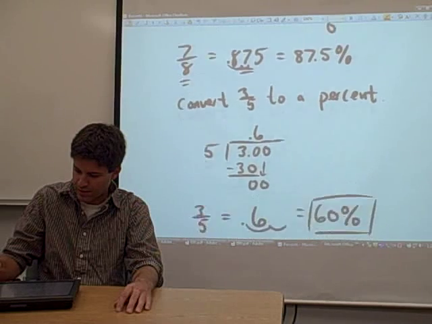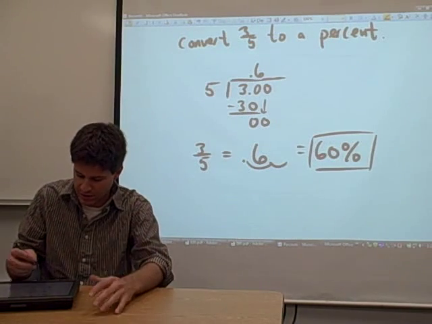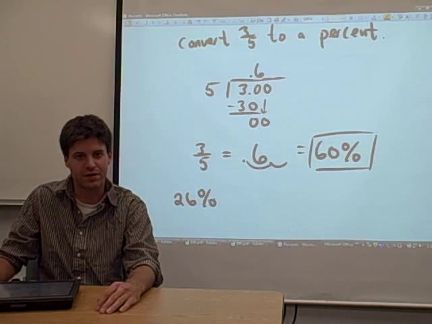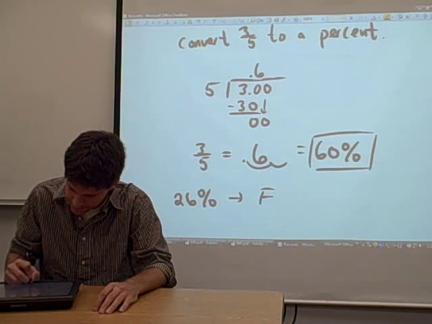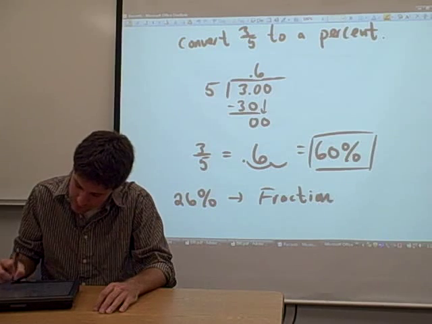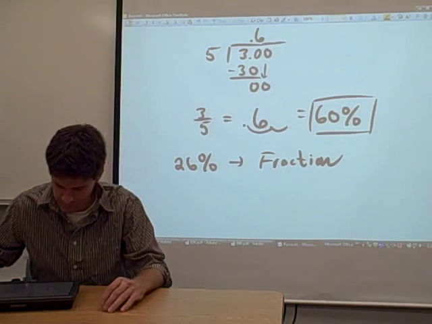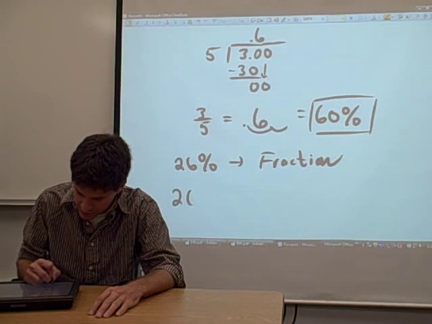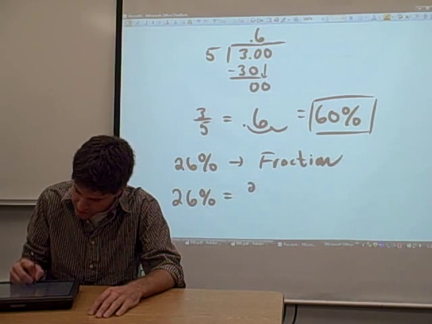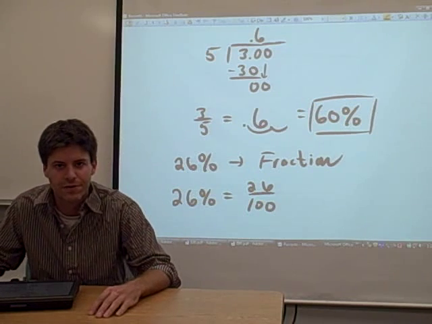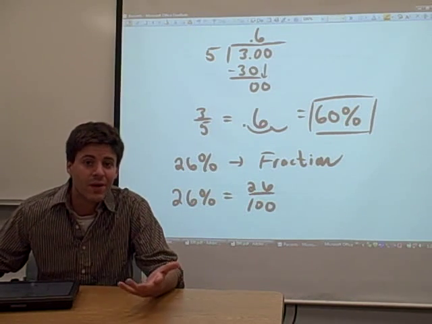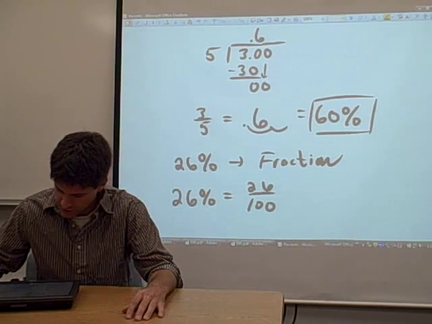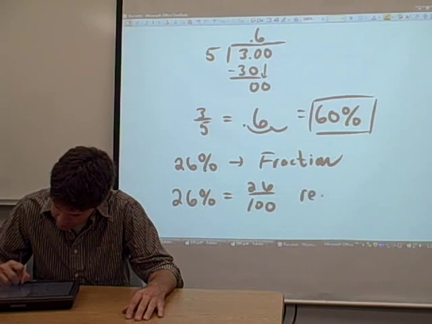So let's talk about, say, 26%. We want to convert this to a fraction. Well, the way to convert a percent to a fraction is just put it over 100. 26% equals 26 over 100. But remember that whenever you get a fraction, you want to reduce it to lowest terms. So we need to reduce.